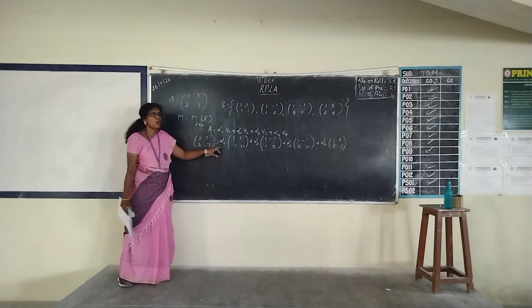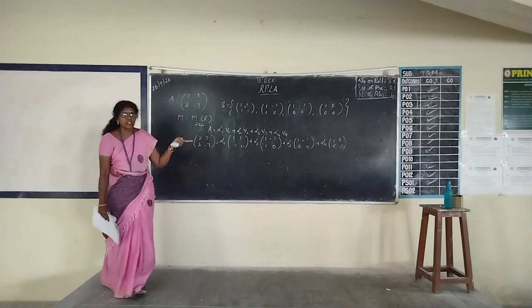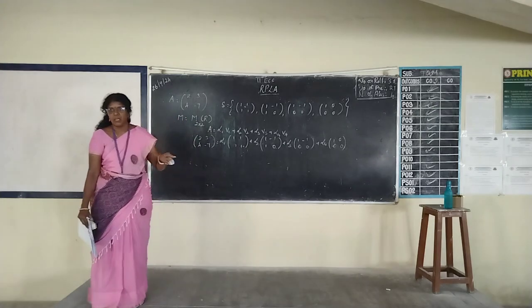So you must try to solve and find your alpha. The previous case was a vector, so we did vector addition. Now it is a matrix.